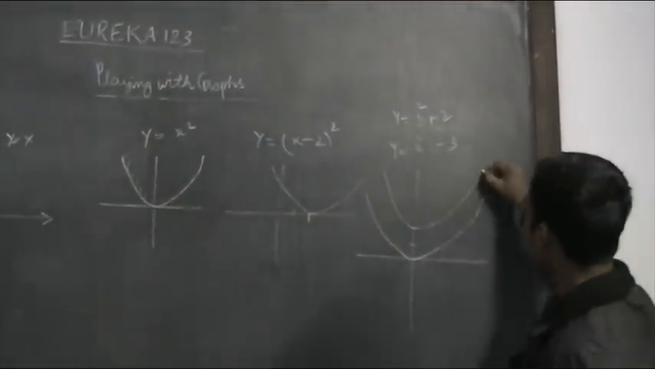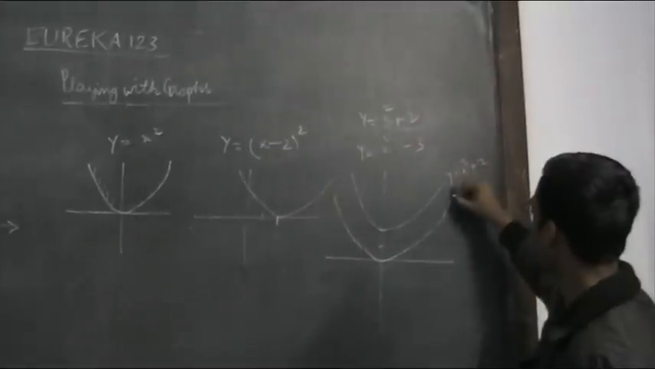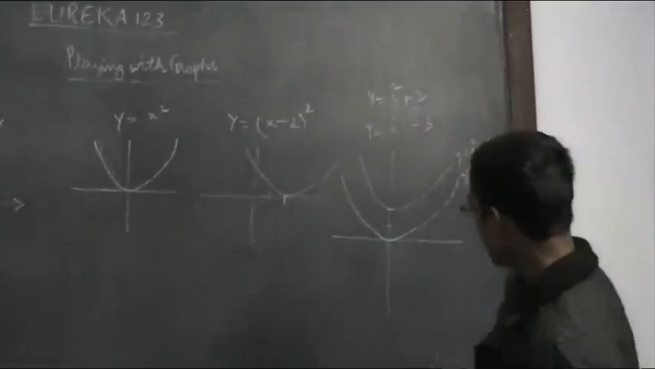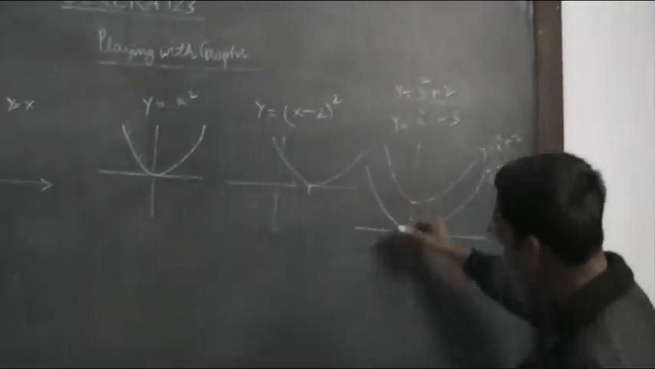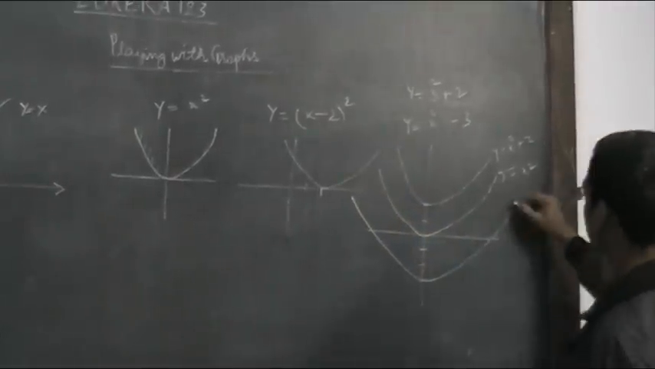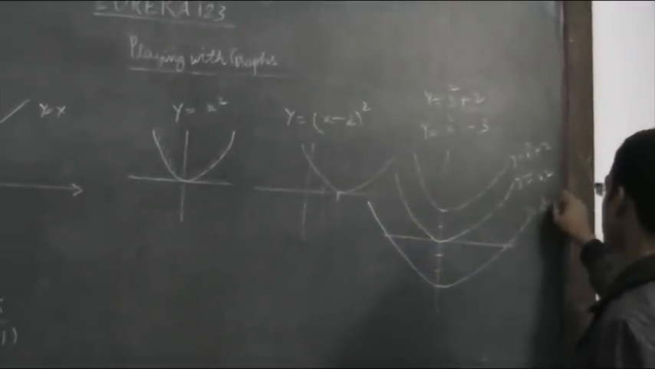y equals x squared minus 3. Shift the graph down by 3 units. So it will be like this. So this is y equals x squared minus 3.